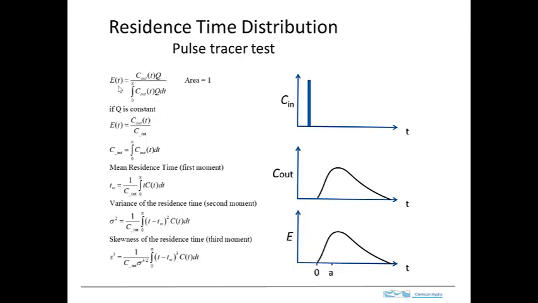This is the expression. The E function is the output concentration times the flow rate. So this is the mass that has come out of the system, and this is the total mass that has come out of the system. The integral of the output concentration times flow over the total duration of the test.